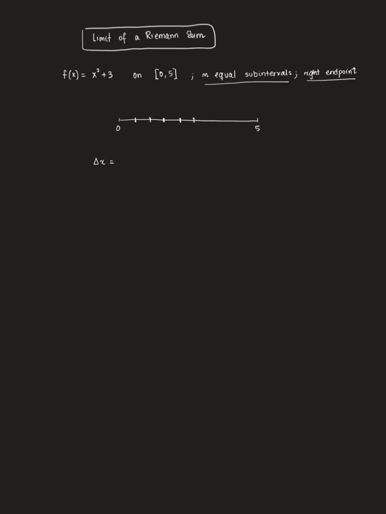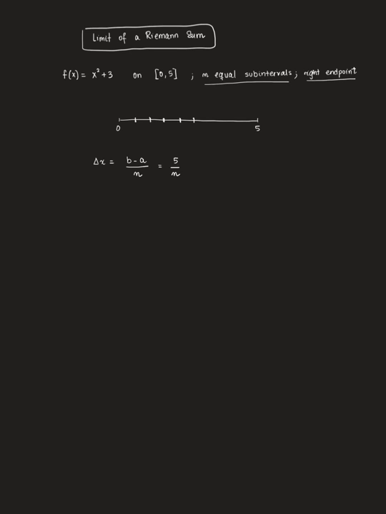So the width of each piece, remember that we get the width by doing the length of the interval divided by the number of pieces. So here the length of this interval is 5 minus 0, or just 5. Number of pieces is n, we don't know. We want to keep that general so that later we can take the limit as n gets really, really large, goes to infinity.